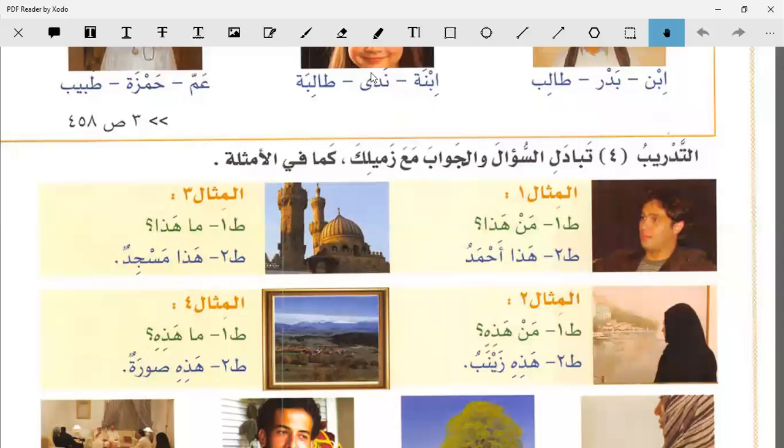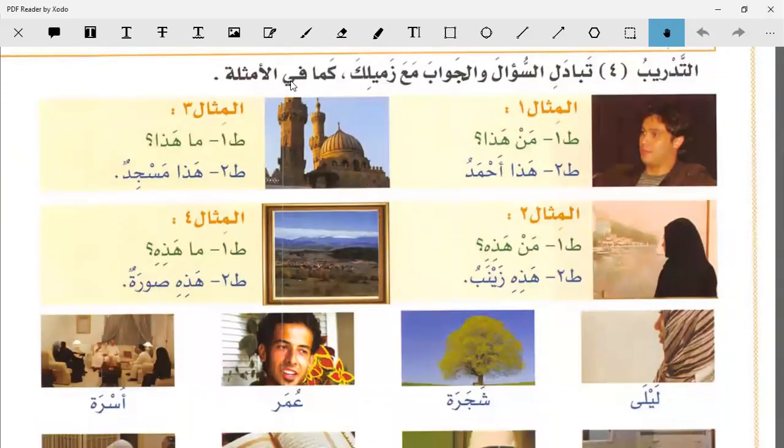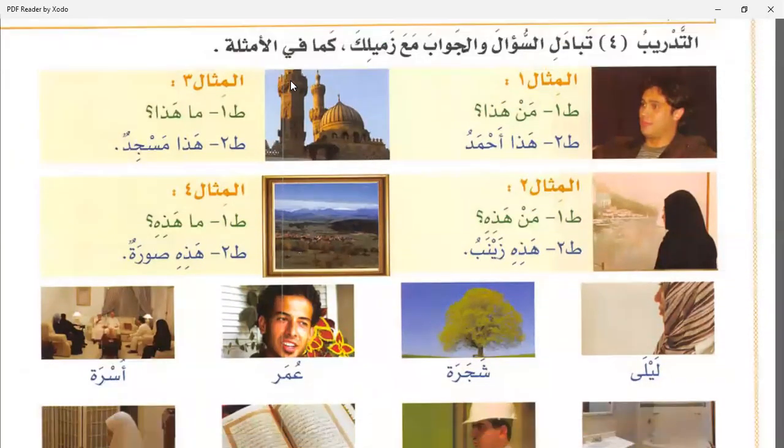Miss Kinza, you are second student, and Miss Salwa, you are first student. Assalamu alaikum. Wa alaikum assalam. Man hadha? Hadha Ahmed. Man hazihi? Hazihi Zainab. Ma hadha? Hadha masjid. Ma hazihi? Hazihi surah.